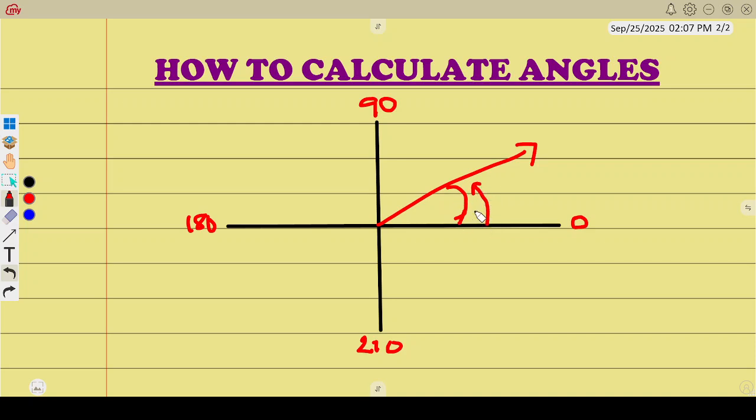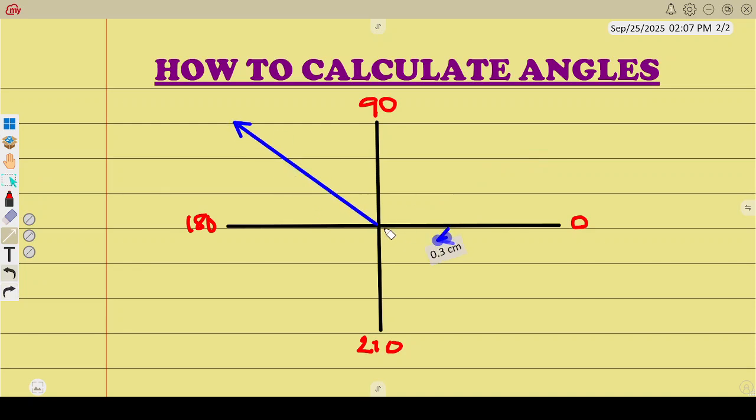But what if it's at some other location? We're going to quickly look at some very quick scenarios. Okay, so let's get started. For example, if we have an angle which is in here and also maybe an angle which is in here, how do you actually calculate such angles?